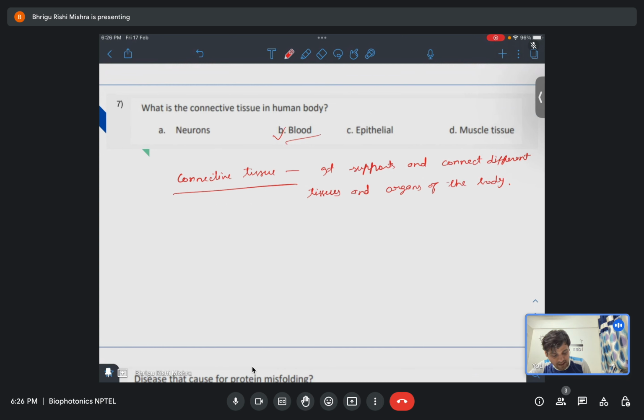It contains three types of fibers: collagen, elastic, and reticular.